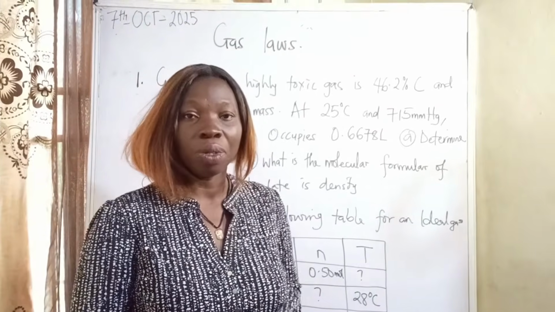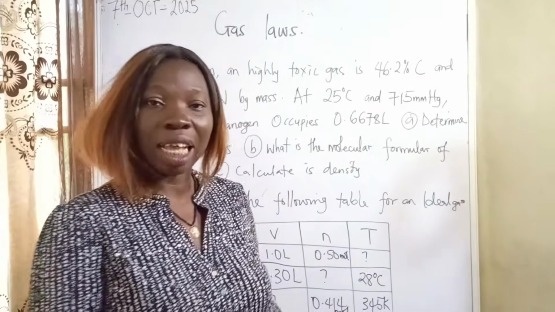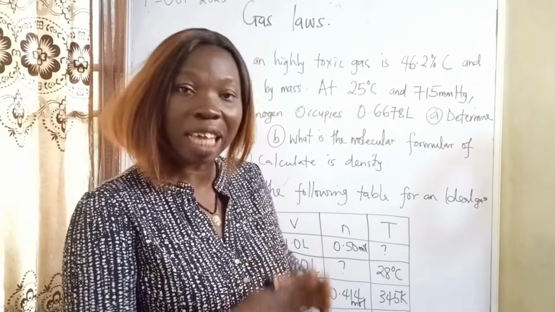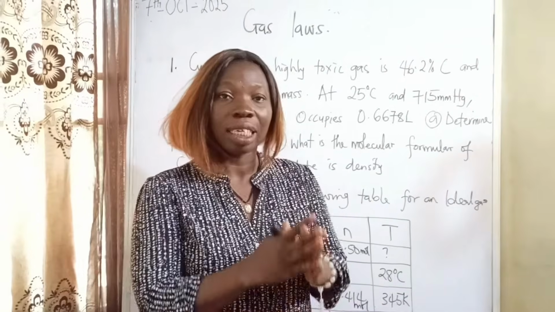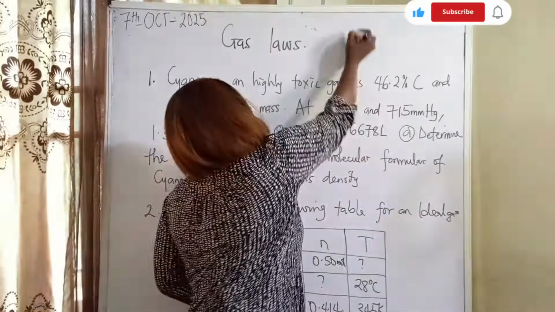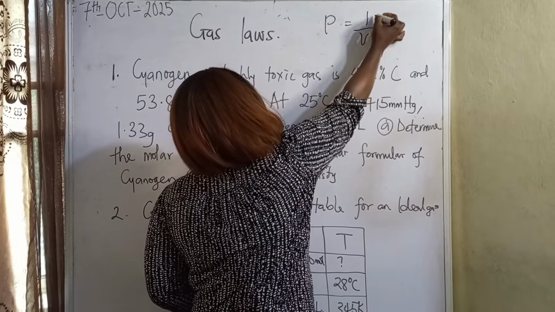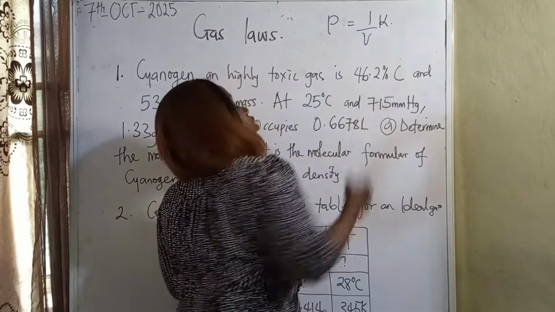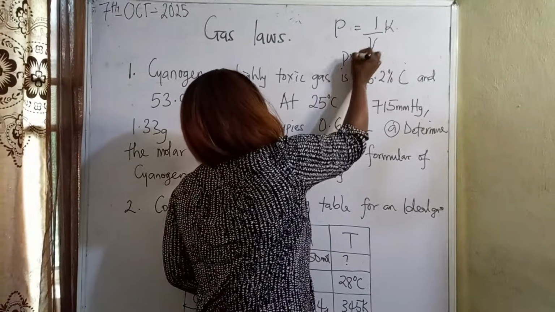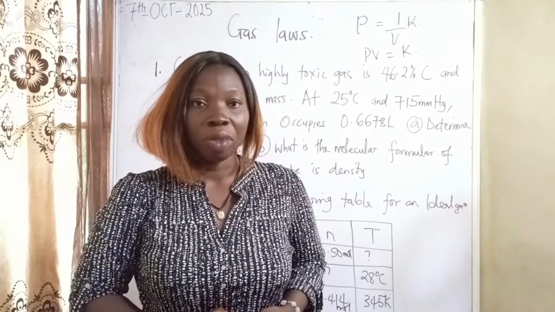Example, Boyle's law. Boyle's law explains the relationship between volume and pressure, stating that pressure is inversely proportional to the volume of a given mass of a gas at a constant temperature, and as such the formula becomes P equals 1 over V, and this equal sign came in as a result of introducing a constant. Therefore PV equals K. That is Boyle's formula.